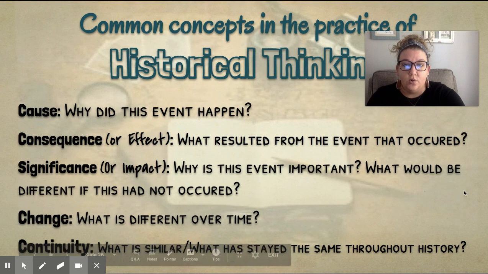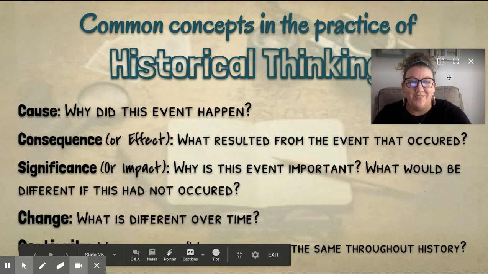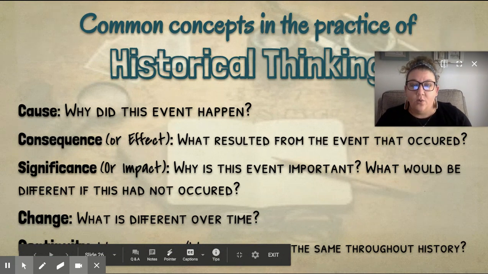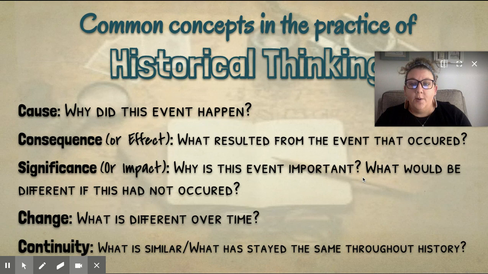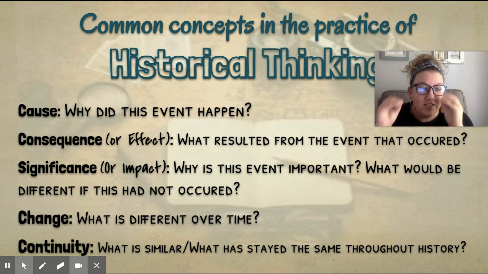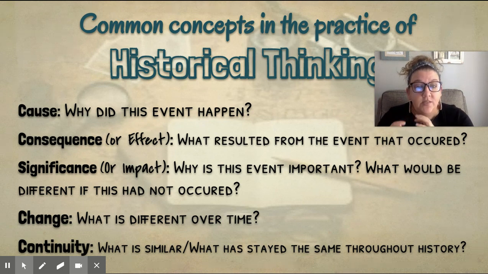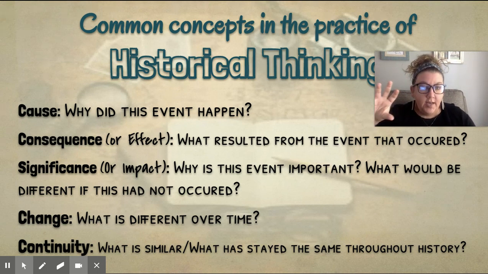All right, common concepts in the practice of historical thinking. So cause and effect. Cause, what is cause? Cause is why something happened. A consequence or an effect is what resulted from the event that occurred. So oftentimes you'll look at, here was the cause, here was the effect.